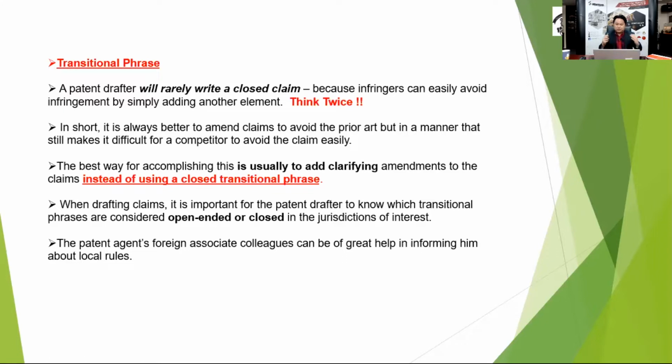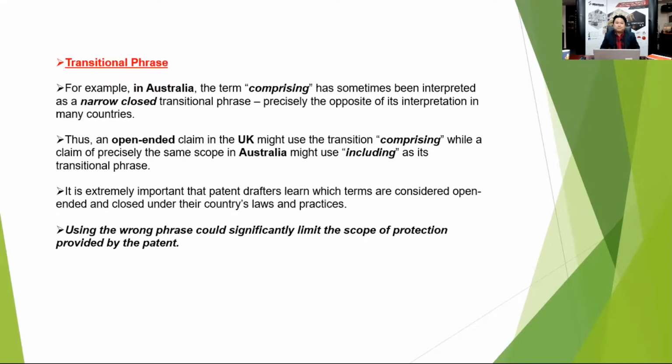So this is your choice. You need to know how to use an open transitional phrase or a closed one. In some countries, when you file your patent overseas, especially like in Australia, the word comprising is sometimes interpreted as a narrow closed transitional phrase. And of course, in many countries like the US and UK, the word comprising is actually open-ended. Even in Malaysia, we interpret it as an open-ended transitional phrase.